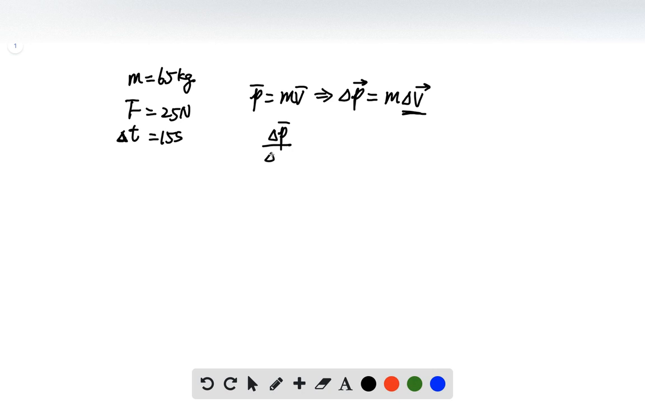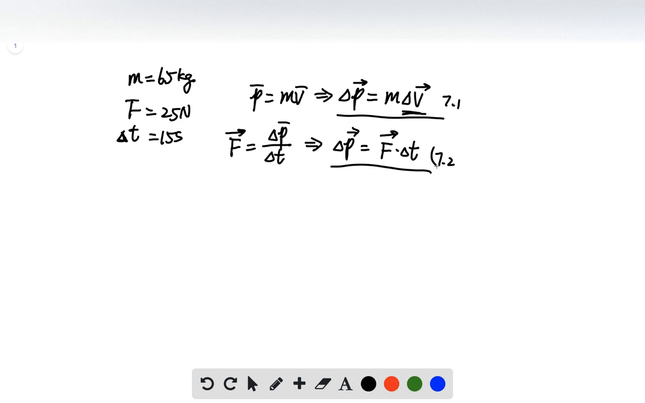So this we have F equals delta P over delta T. That means a force acting over a period of time is the reason that we have a change in momentum. So we can rearrange this equation to have delta P equals F times delta T. So these are the two equations we learned, 7.1 and 7.2 in chapter 7. And just by looking at the numbers we're given, we can see that we already have M, we already have F, we already have T, and we're looking for the V. So it's just plugging in the numbers.